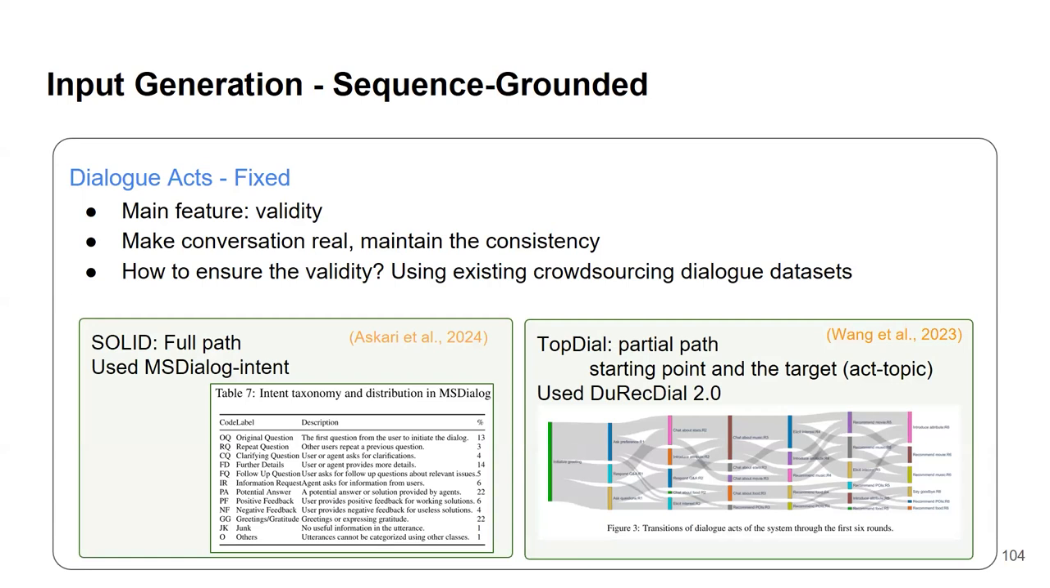Also, the sequence of the dialogue acts can be defined partially. It means that maybe just the starting point and the target are defined, and the LLM, or the generator, follows the path that it wants. For example, in TopDial, they just define the starting point and the target, and they do some analysis to see which path the LLM follows.